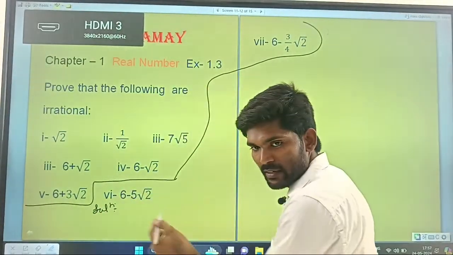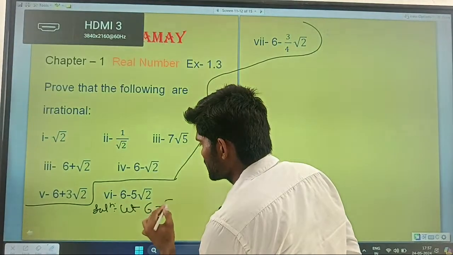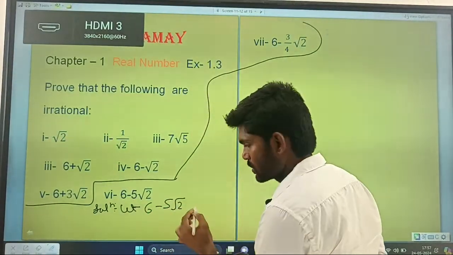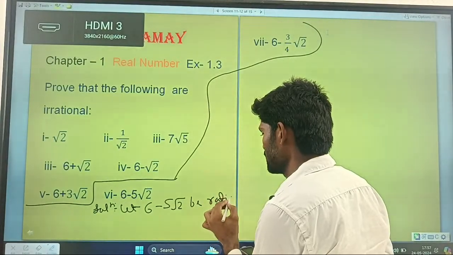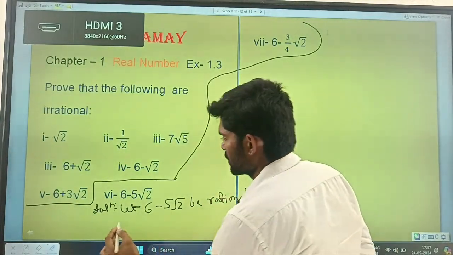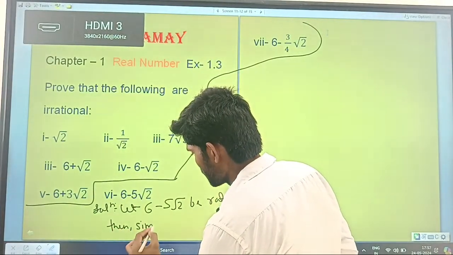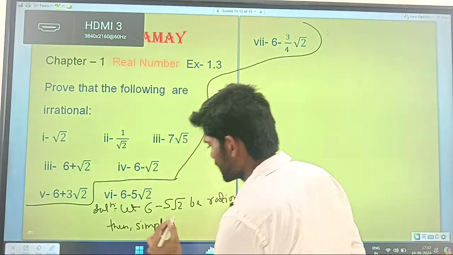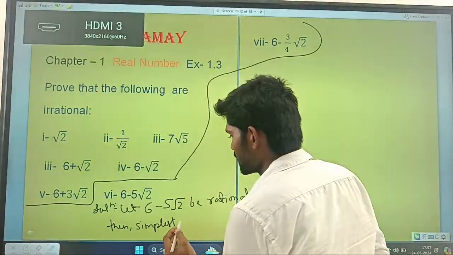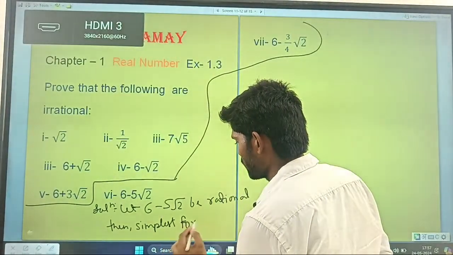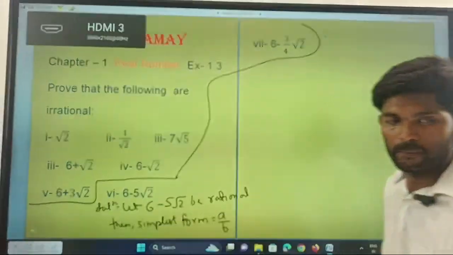Solution. Let 6 minus 5 under root 2 be rational. Then, dear, any rational number can be written in simplest form A upon B. Then the simplest form is A upon B. Clear?